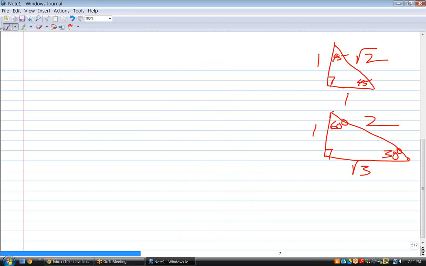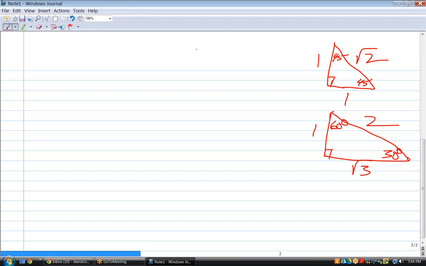Are they defining the domain on any of these, or are they just leaving it blank? They haven't defined the domain for any of those. Okay. If they're not defining the domain, then you want to give the principal answer, which is the one you get from your calculator. Okay.